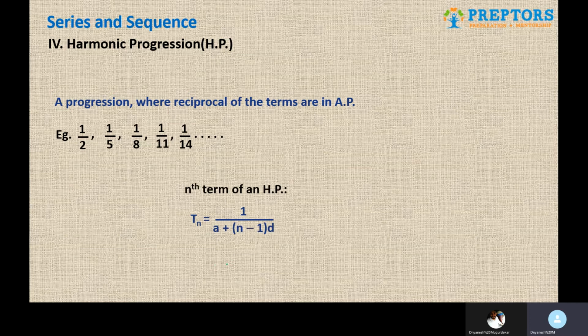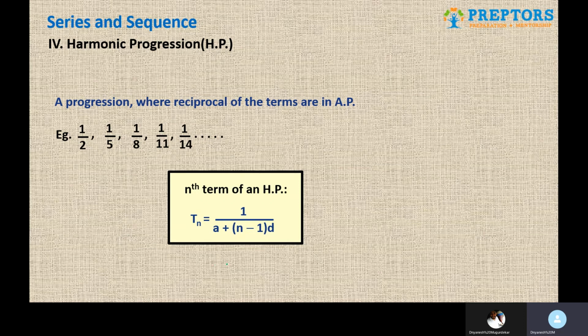And because the series itself is a reciprocal of AP, the nth term is also the reciprocal of the nth term of AP. And if you remember, the nth term of AP was a plus (n minus 1) into d. So the nth term of HP is 1 upon (a plus (n minus 1) into d).